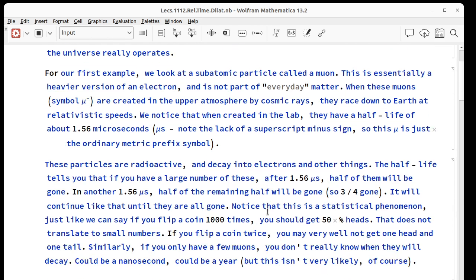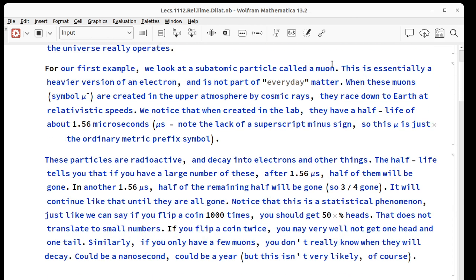So, for the first example, let's say we're looking at this subatomic particle called a muon. This is basically a heavier version of an electron, and you don't see it in ordinary matter. These things are created in the upper atmosphere by cosmic rays, and then they keep moving, flying down to Earth at relativistic speeds. We can create them in the lab, and we find that they have a half-life of about 1.56 microseconds. Notice here this mu for microseconds doesn't have a minus sign superscript, so this is just the metric prefix micro.